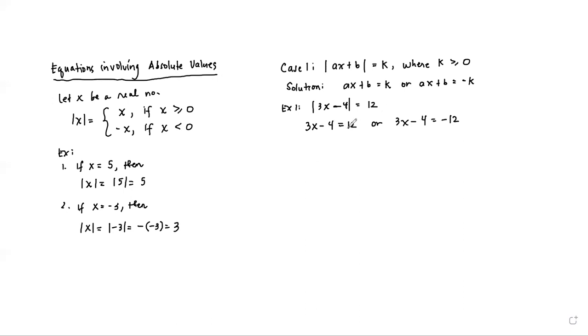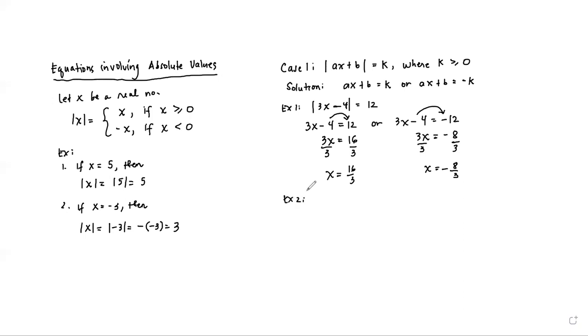So solving these two equations, we will transpose negative 4 to the other side. So we get 3x is equal to 12 plus 4, which is 16. And for the other equation, it is 3x is equal to negative 12 plus 4, which is negative 8. And then dividing both sides by 3, we will get x is equal to 16 over 3. And for the other equation, it's x is equal to negative 8 over 3. So these two values of x satisfy the following equation.